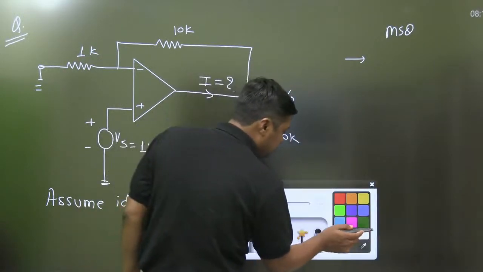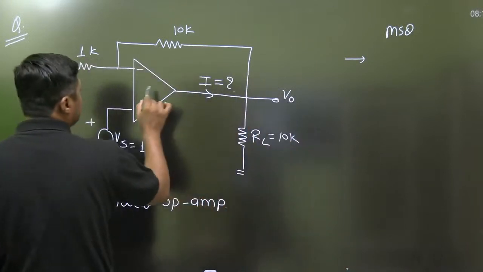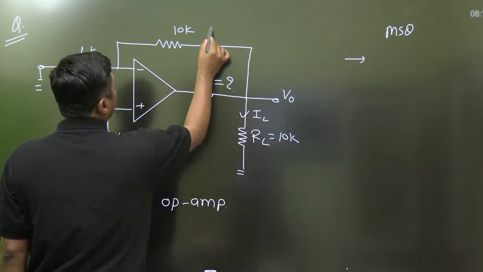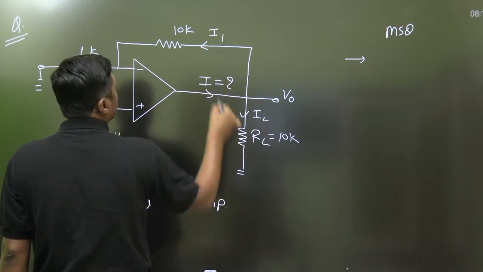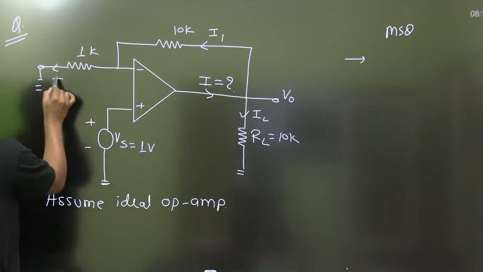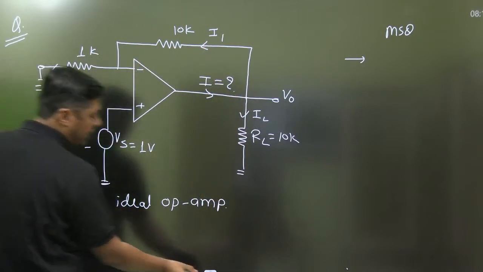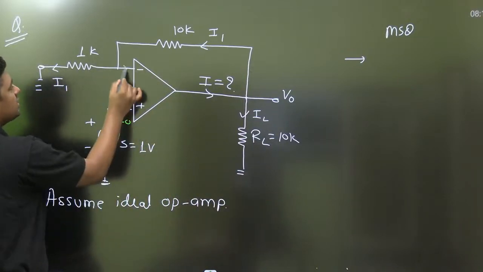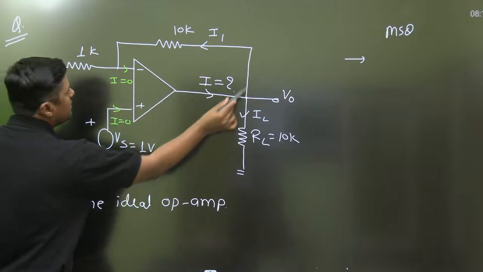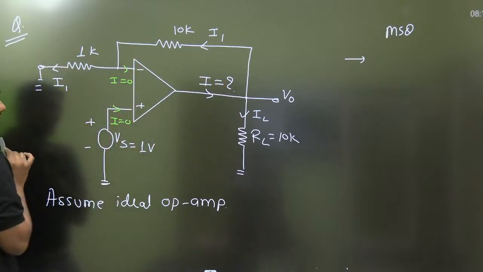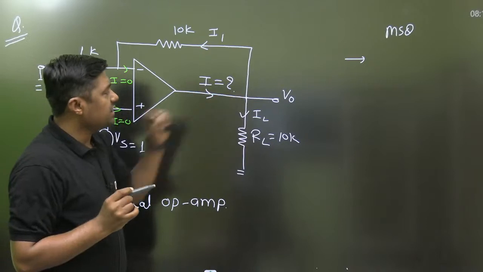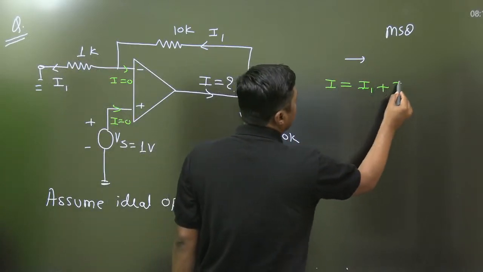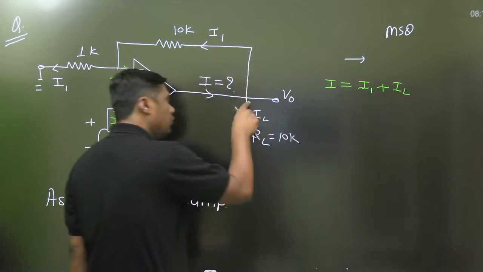Always remember, if this is the current I, there will be the IL and there will be the current I1. Now this same current will pass here. Why? Because the current entering the operational amplifier is 0. Here it is 0, here it is 0. The same current will pass through this I1. Then what is the incoming current at this node, I? What is the outgoing current? I1 plus IL.